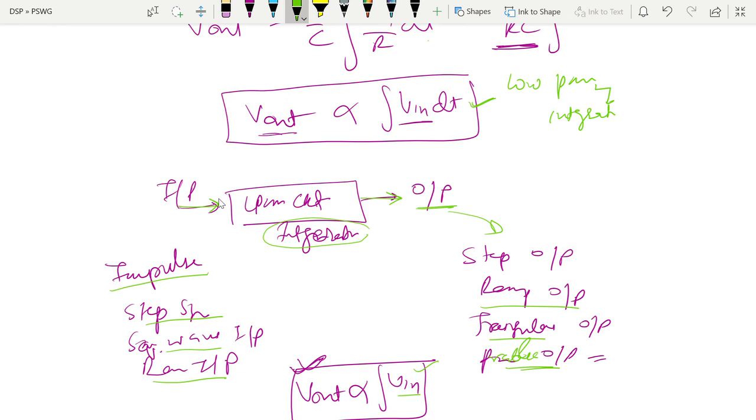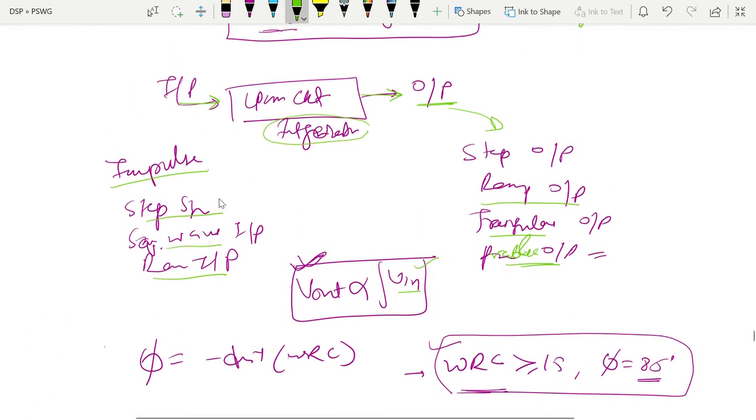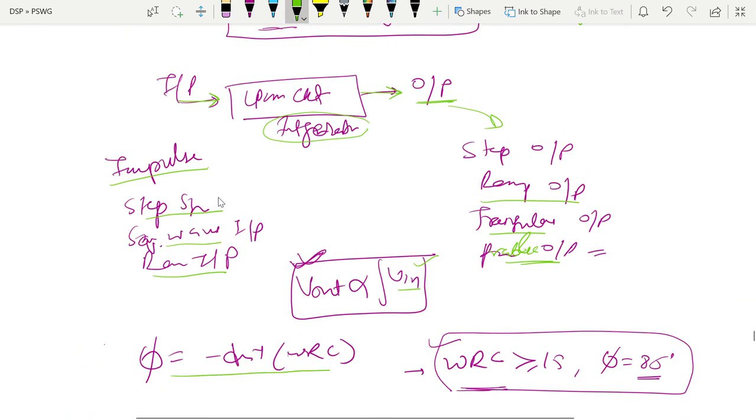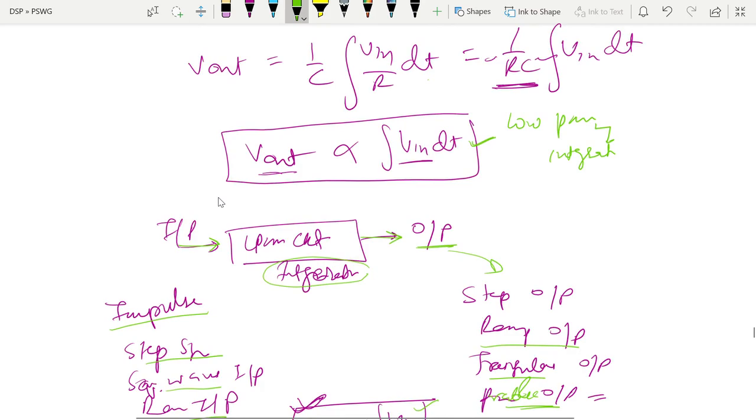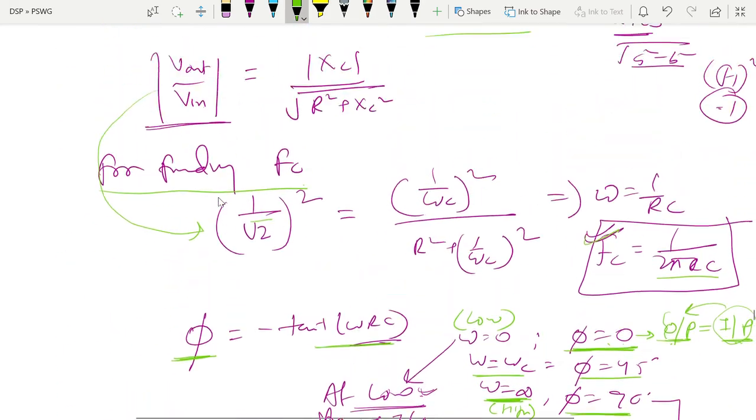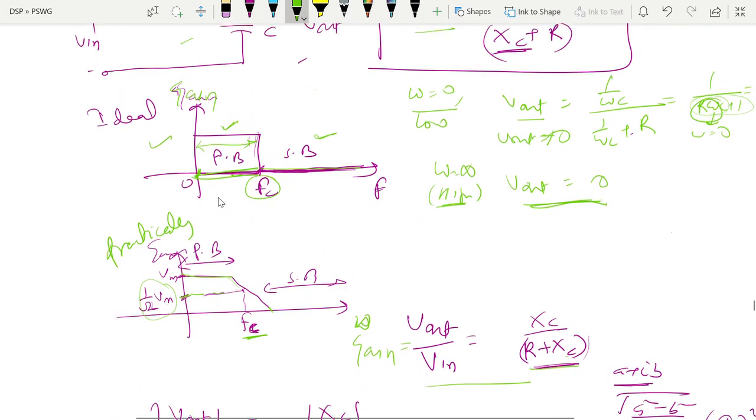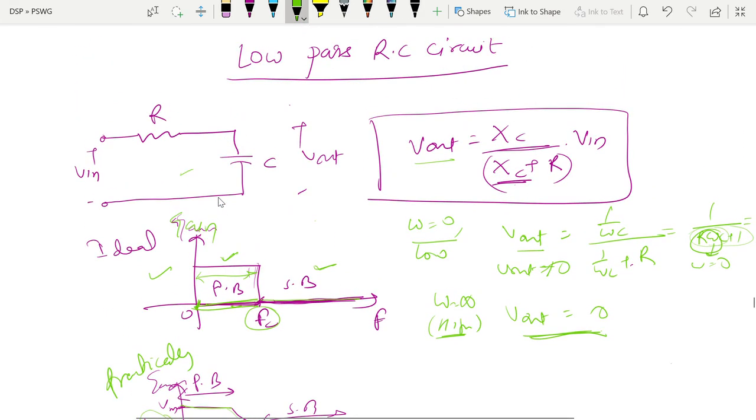In this way it acts as an integrator. There are some conditions for an ideal integrator. For an ideal integrator, phi equals tan inverse omega RC, so omega RC should be greater than or equal to 50 degrees, and this phase difference will be 85 degrees for a good integrator. So these are the conditions for a good integrator. I hope you understand how it acts as an integrator and as a low pass RC circuit. If some doubt still exists, you can let me know.